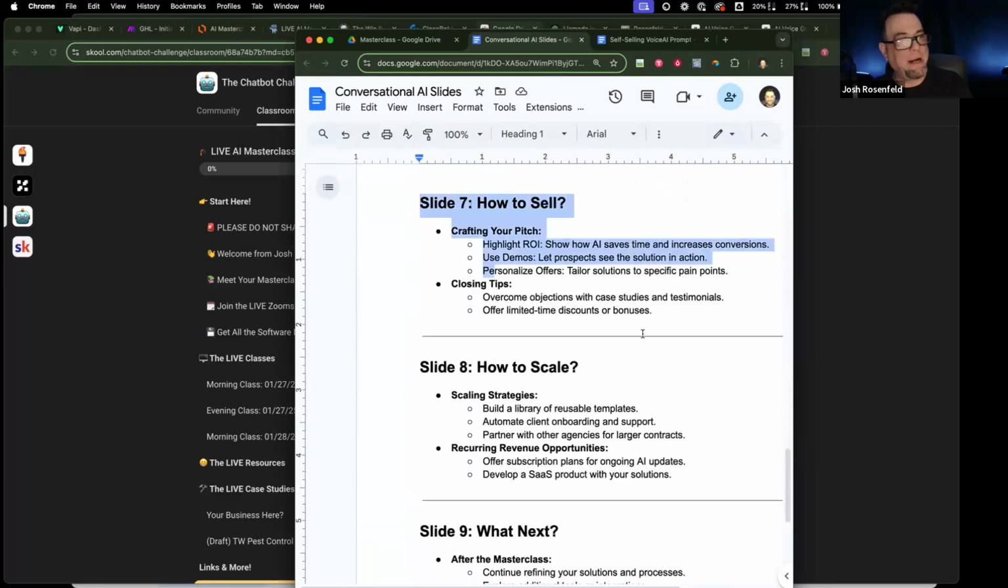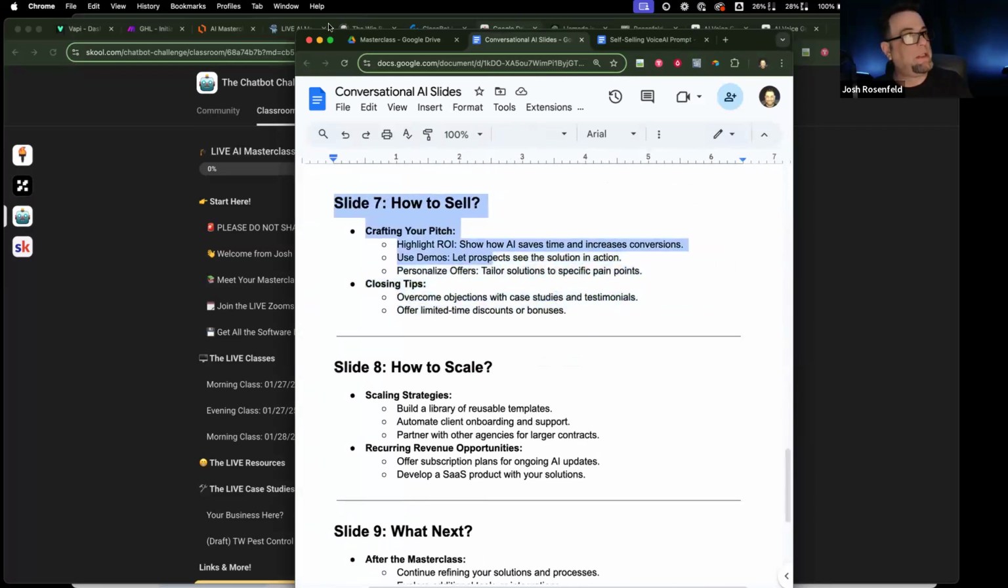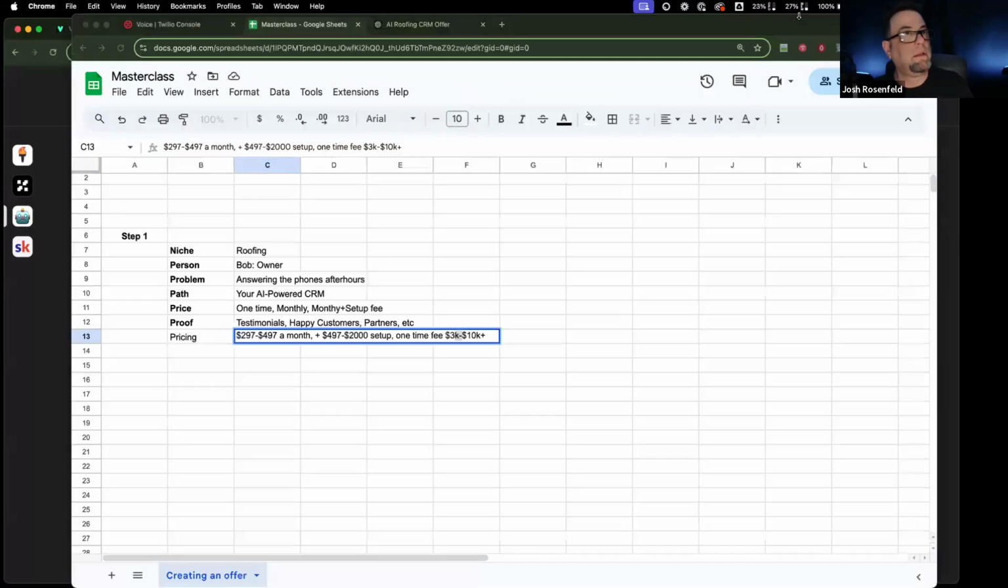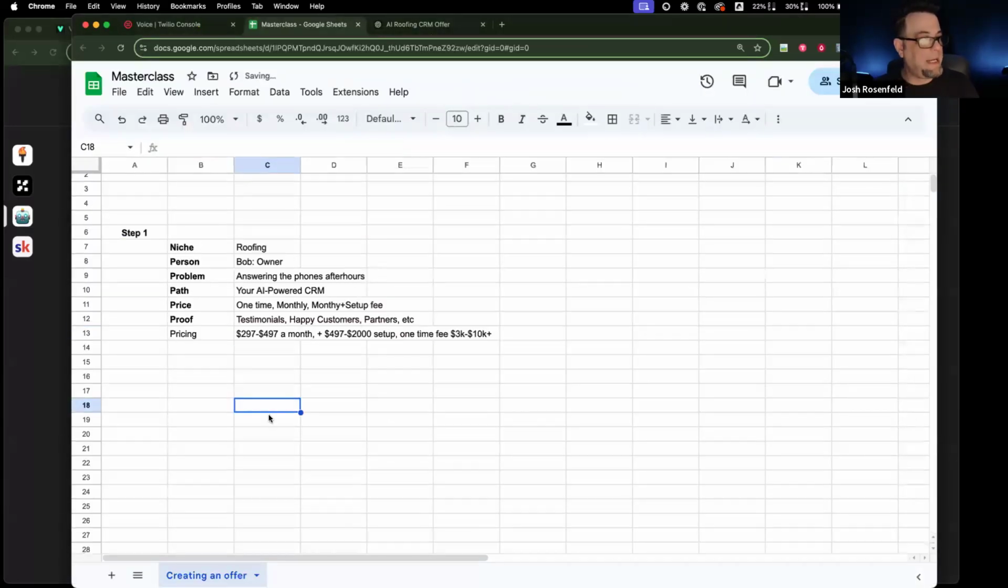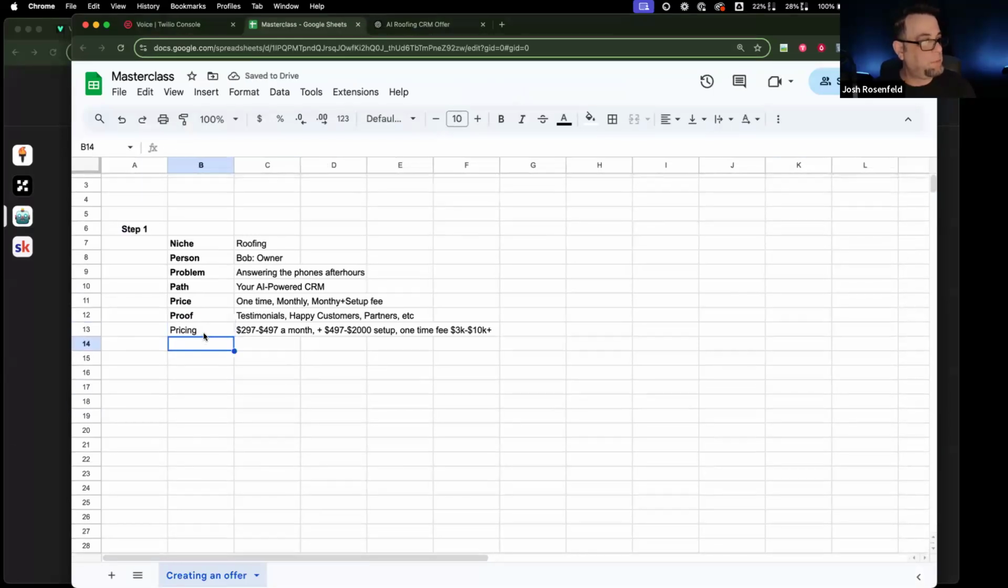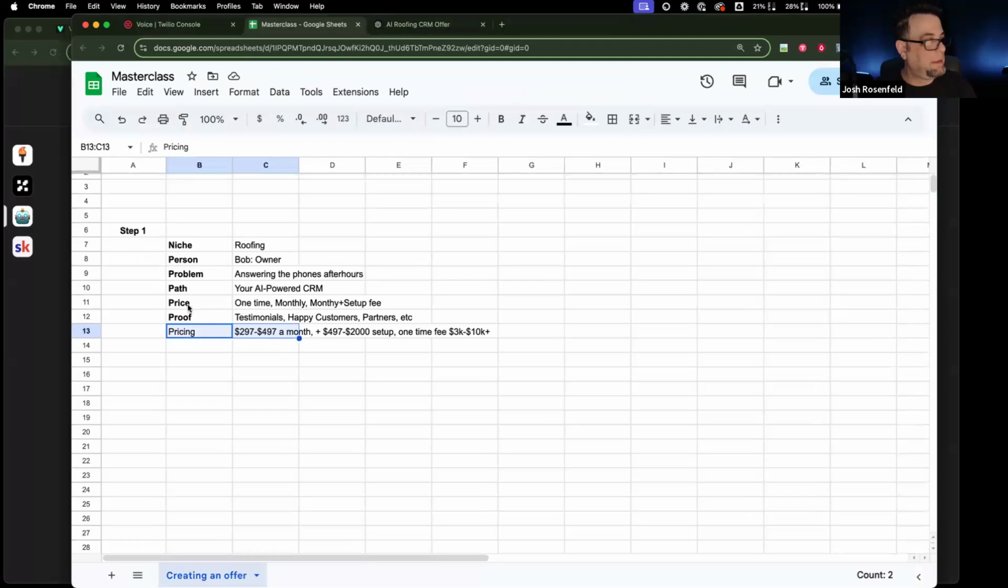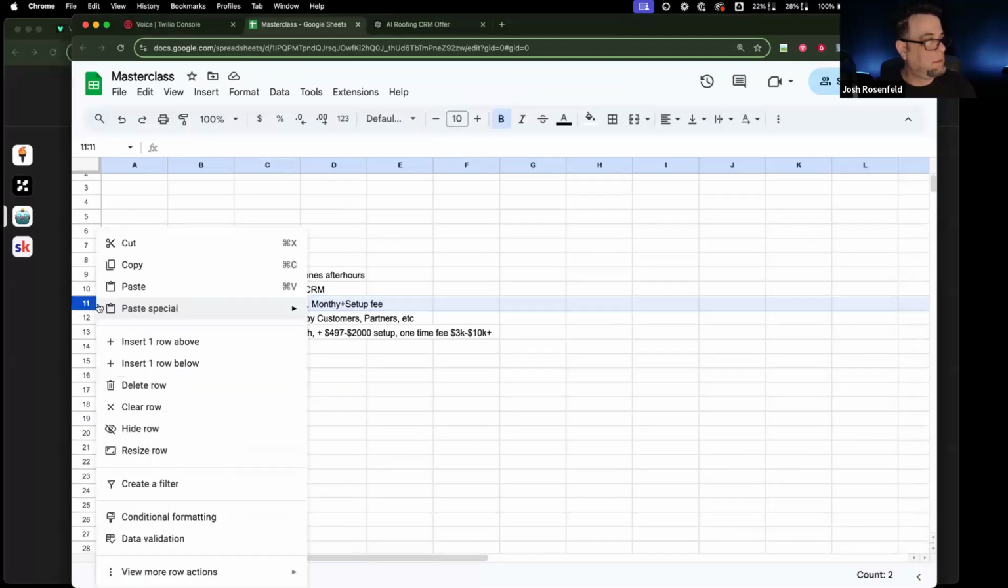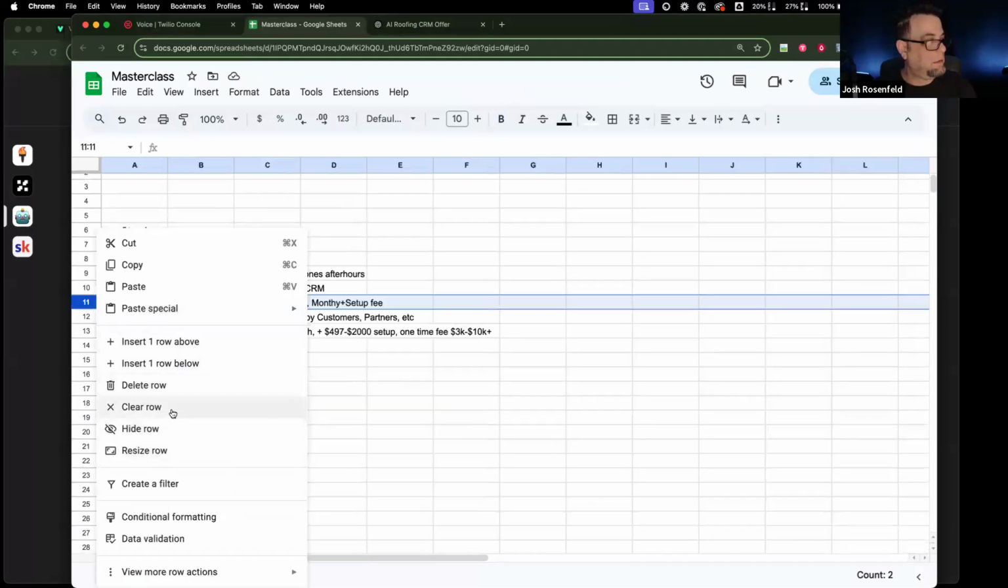So we still haven't talked about some of the higher level stuff, which would be done in this here. We didn't do any math, right? So now let's do some math. There's 2 pricings in here. Let me get rid of this. Clear row.